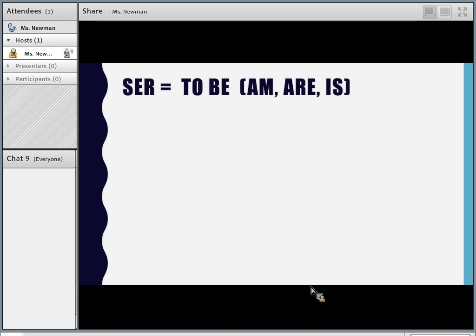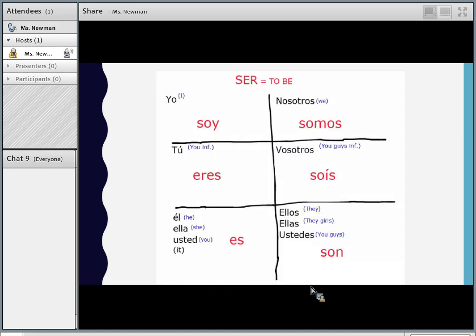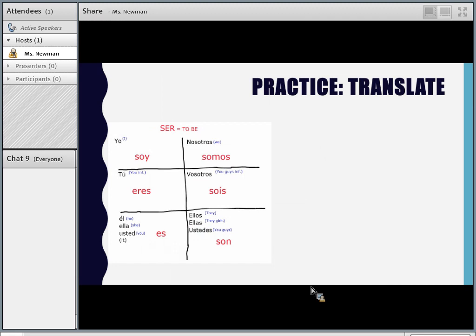Okay, so for the verb to be in Spanish, ser, right? This is our conjugation chart. So we have yo soy, tú eres, él, ella, usted es. Nosotros somos, vosotros sois, ellos, ellas, ustedes son. So let's make sure we understand what this really means. If we said I am in English, in Spanish you would say yo soy. We are, nosotros somos. She is, ella es, and so on.